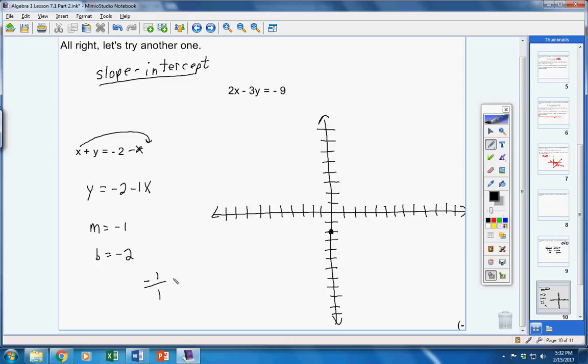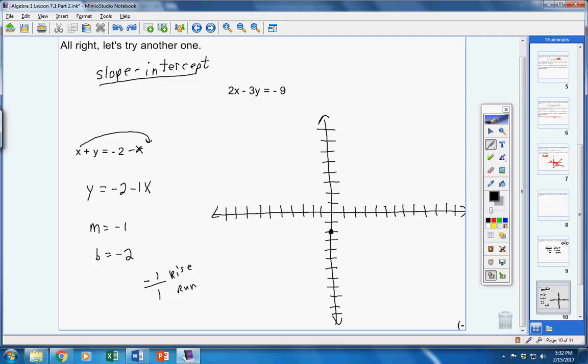Okay? So my rise is my top number. Remember, it's rise over run. So I'm going to rise a -1, so I go down 1, and then I run a +1 to the right, so down 1, then over 1, and there's my other point.